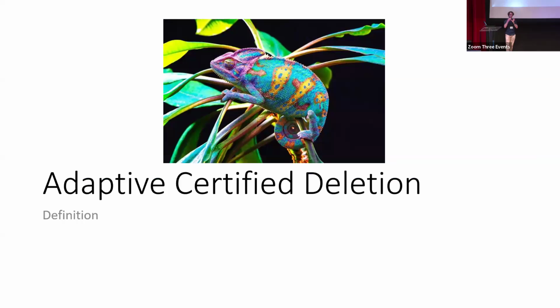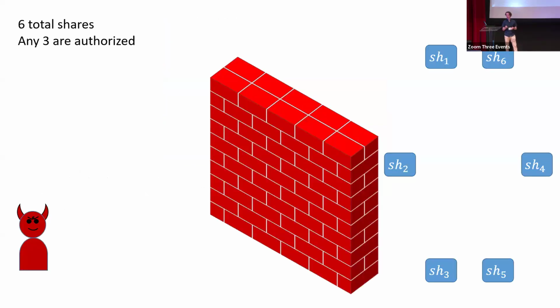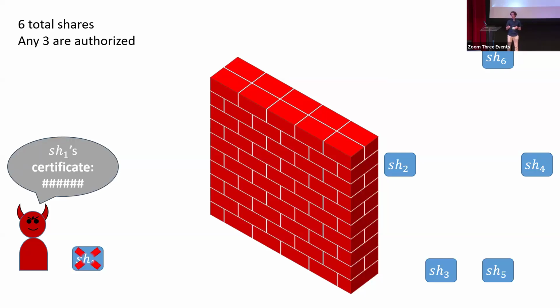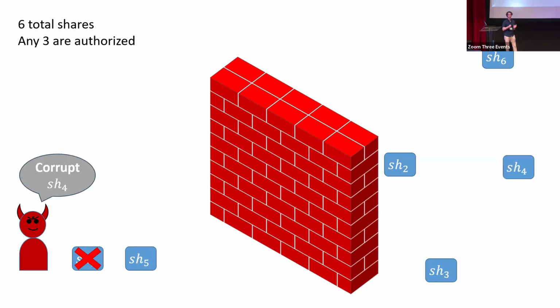Now let's move on to adaptive certified deletion, which is our second definition. The setup here is slightly different, although it does, of course, start with splitting our secret into many shares. At the start of the experiment, the adversary does not have access to any share. Over time, it can do one of 2 things. It can corrupt a new share, or it can delete a share. The adversary gets to keep doing this for as long as it wants, with one restriction.